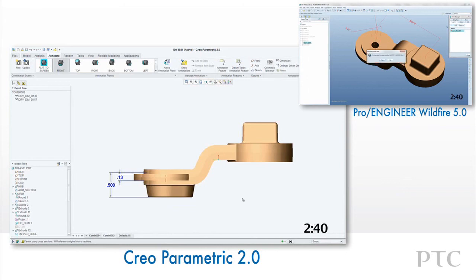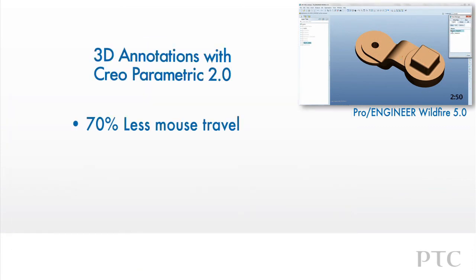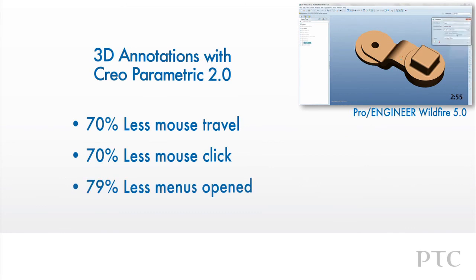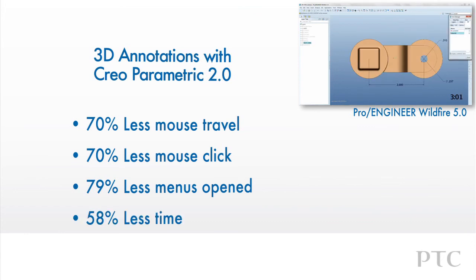We've shown some of the key highlights in creating annotations with Creo Parametric, including new capabilities and streamlined workflows. The result is improved design productivity, as even in this short comparison, I save 58% of the time taken to achieve the same result with Creo Parametric compared to Pro Engineer Wildfire.